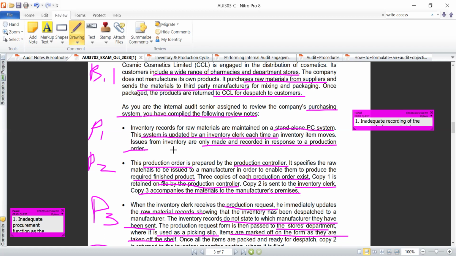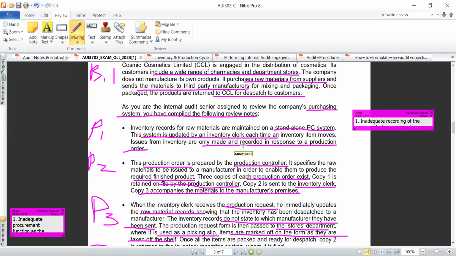So the objective is to ensure that all production of goods performed by the third party manufacturers have been appropriately authorized. That's why they are using those production orders. Otherwise, if there's production that takes place and there's no production order accompanying that production of goods, it means that production has not been authorized at all.